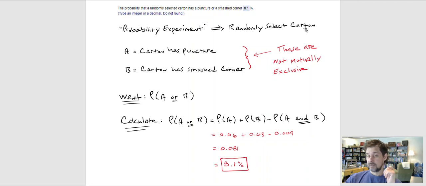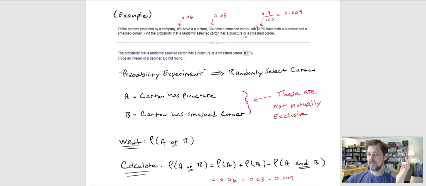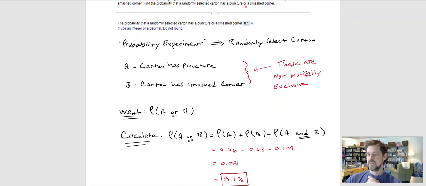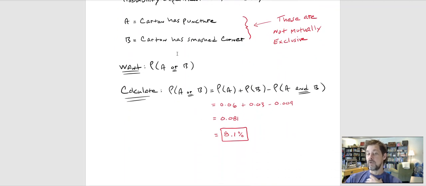Okay, so our probability experiment, what's happening here? We randomly select a carton. Events separately are A, the carton has a puncture, and B, the carton has a smashed corner. Are those mutually exclusive? Can they both happen? If these two events cannot both happen, we would say they're mutually exclusive, but these can both happen. It said right here in the setup for the problem that a certain number of these cartons have both a puncture and a smashed corner. So they're not mutually exclusive. Now, what I want is to calculate the probability of A or B. You select the carton at random, it has a puncture or it has a smashed corner.